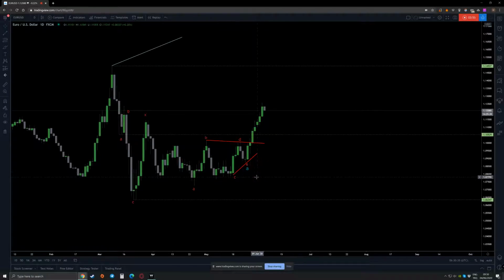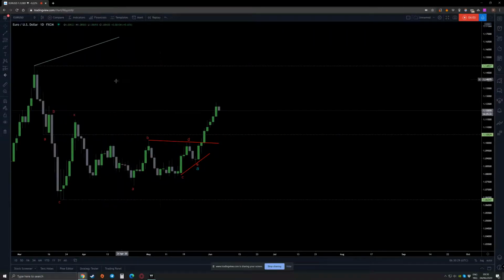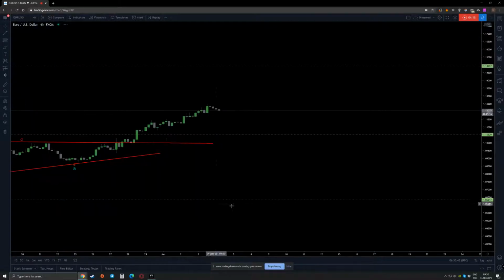Now, can it be wave A, something else? I have no idea as of now. But let's go a little bit more to understand. Now that we have this pattern here on a lower degree, I want to go to an even lower time frame to understand what can start from here to here. So I will go to H4.